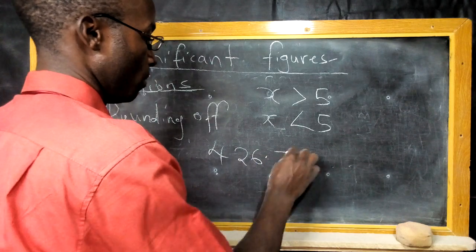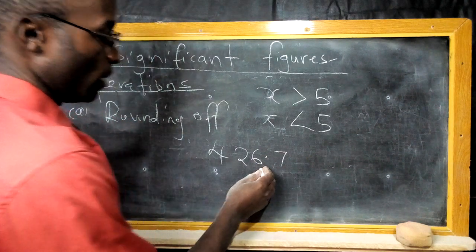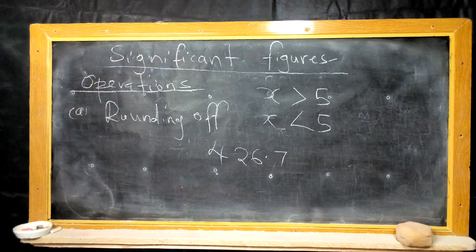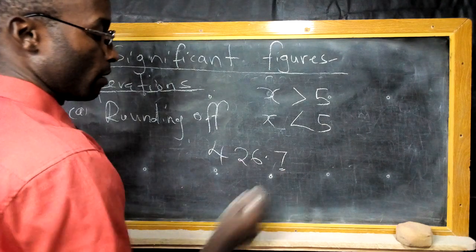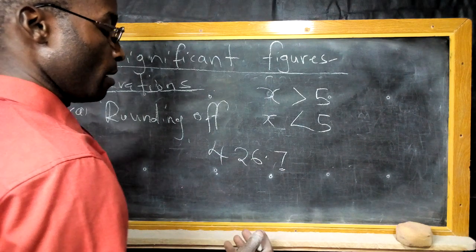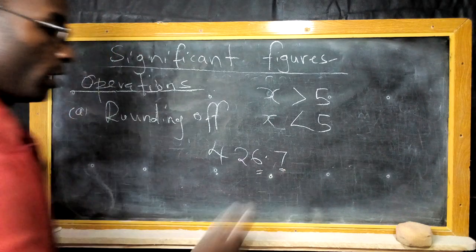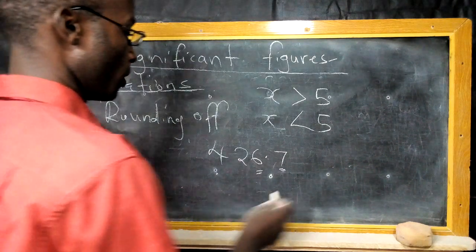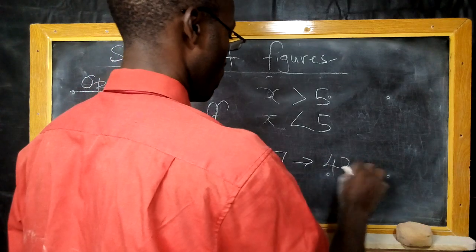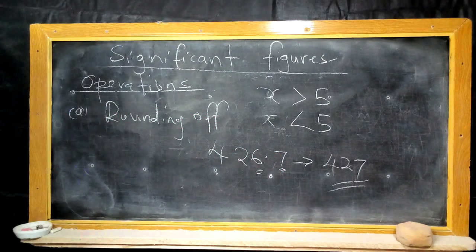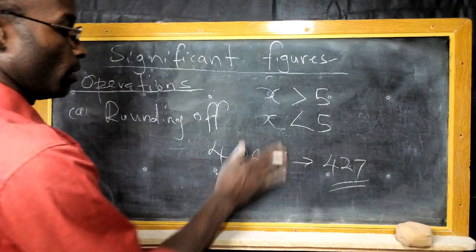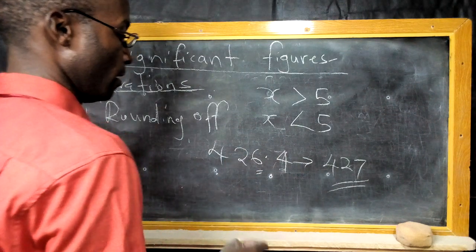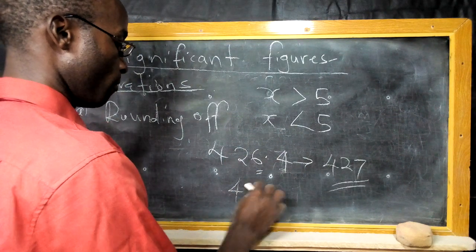426 90.7. So in this case, we have said that the first digit to the right of the last significant figure. Because this is a non-zero digit, it's the last significant figure. So the first digit to the right of the non-zero significant figure, if it is more than 5, then we can round off this one and say it is 427. If it is less than 5, let's say for instance this was 4, and this 4 is dropped and we write 426.